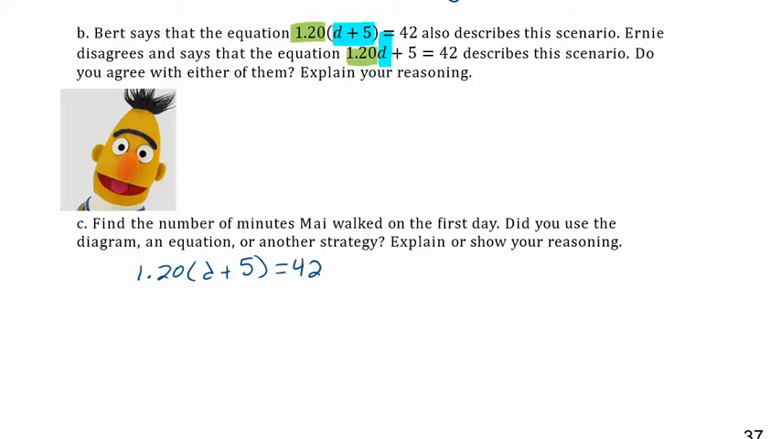Even solving this equation, there are 2 different ways to do it. Option 1 would be to divide by 1.2 to start. Option 2 would be to distribute the 1.2. We covered that a bit in section 1.4. I'm going to go ahead and just divide by 1.2, which is the same as 1.20. And then all I have to do is subtract 5 from both sides, and I should get 30. So whatever way you did it, you should get 30.